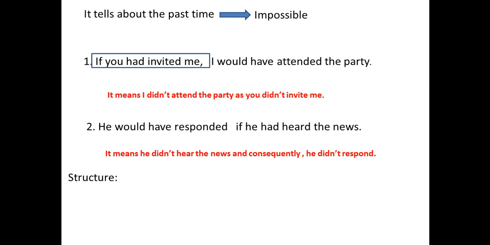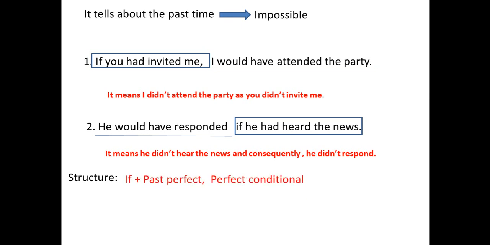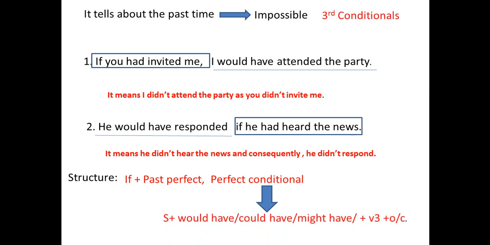Let's look at this structure. If you had invited me, I would have attended the party. If he had heard the news, he would have responded. So of course you might already have got the structure: this is if plus past perfect plus perfect conditional. In case of perfect conditional, look at its structure. Here is the structure of perfect conditional, and these sentences are called third conditionals from a grammatical point of view.